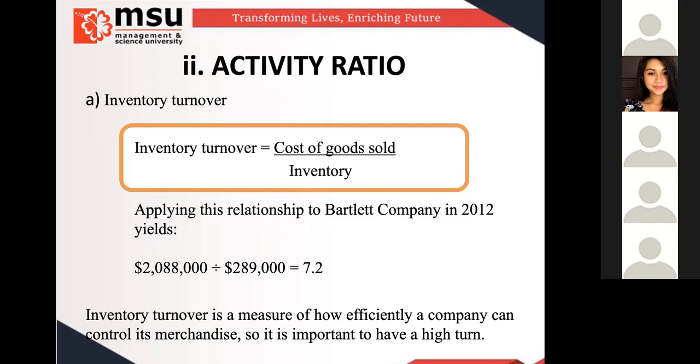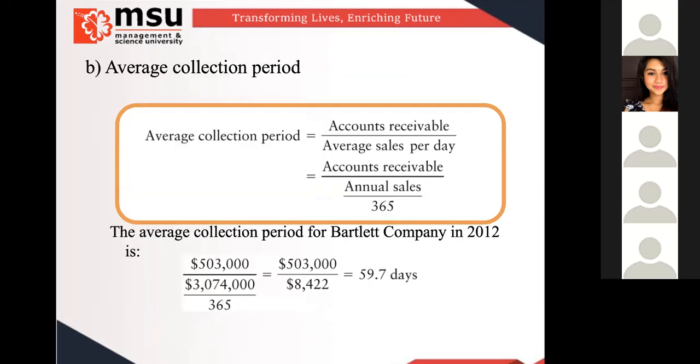So whenever the inventory is high, it shows that the company is able to sell more. There are a lot of inventory able to be sold to customers. So the higher the number of inventory, the better the performance of the company.